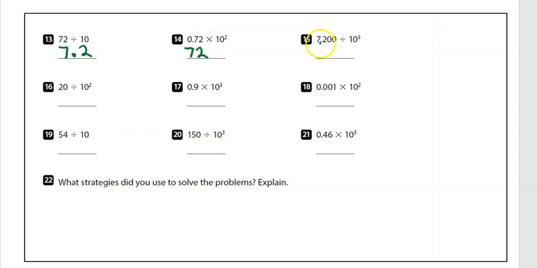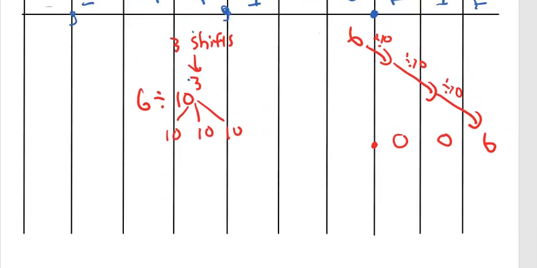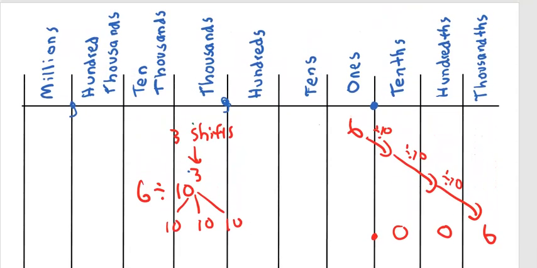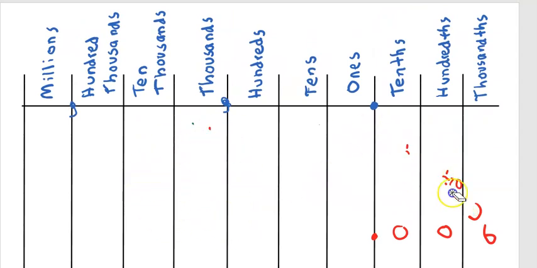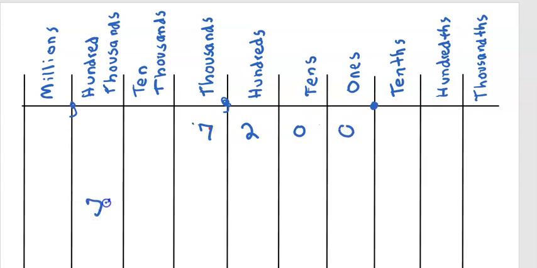Here we have 7,200 divided by 10 to the power of 3. Okay? So we can go and put this on our place value chart. 7,200 divided by 10 to the power of 3. Let's go take a look at that. All right, here we go. 7,200. Okay? 7,200 divided by 10 to the power of 3.